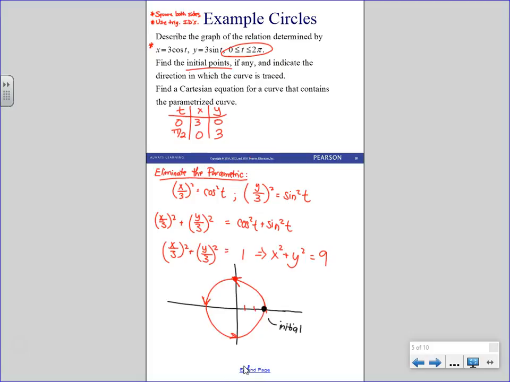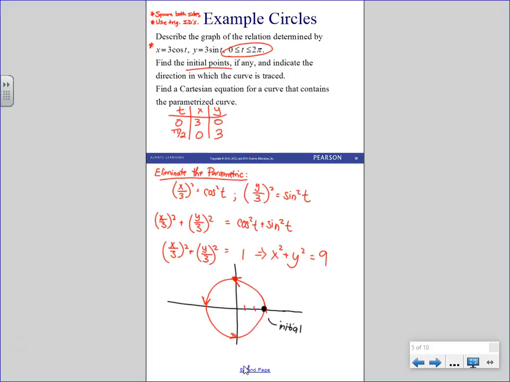Now where's my terminal point? We can probably guess: if it took pi over 2 to get to 90 degrees, then 3 pi over 2, and then 2 pi. So it's just one full rotation.